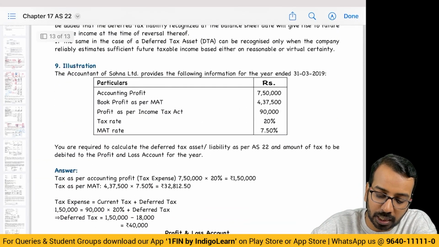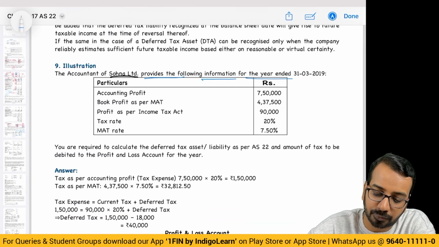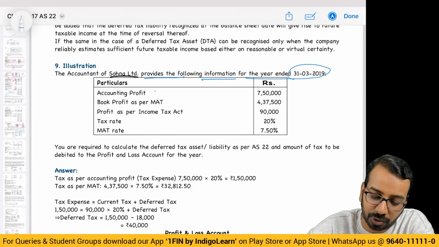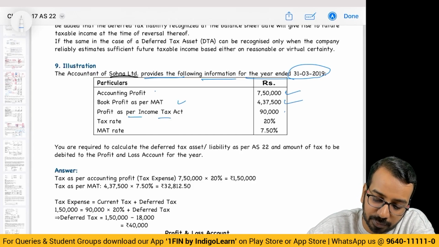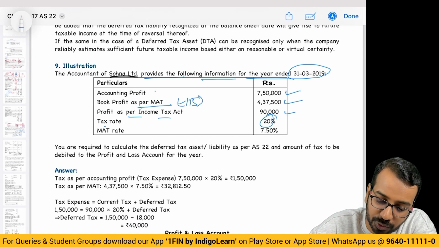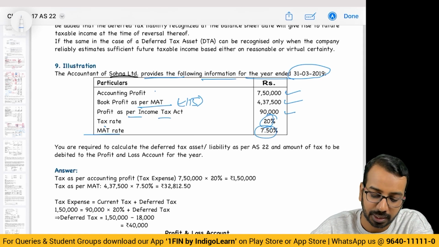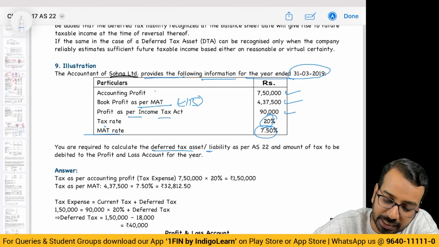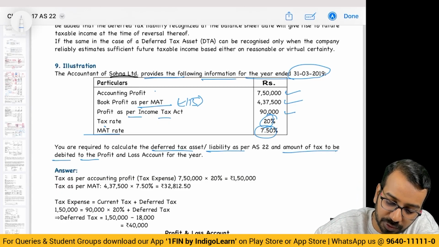The accountant of Sona Limited provides the following information for the year ended 31st March. Accounting profit 750, book profit 437, profit as per income tax 90. Now this book profit is as per MAT, meaning as per 115. Tax rate is 20%, MAT rate is 7.5%. You are required to calculate deferred tax asset or liability and the amount of tax to be debited to P&L.